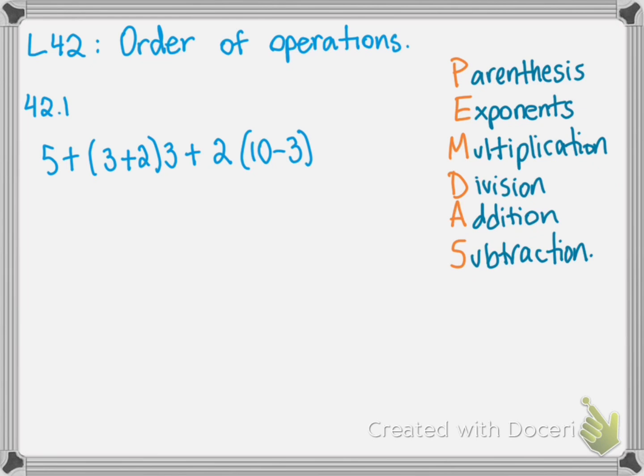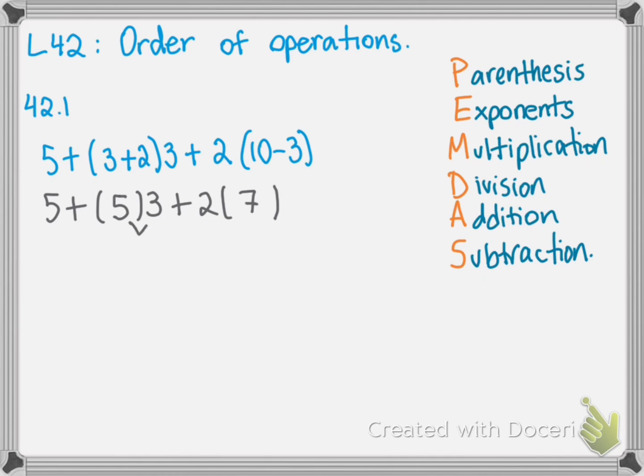So let's look at this example. Again, remember, the first thing we want to do is simplify the parentheses. So we're going to keep everything else the same. So the first parenthesis is 3 plus 2, which is 5. And the other one is 10 minus 3, which is 7. Once I simplify the parentheses, I look for exponents. This one doesn't have any exponents. So then we continue with multiplication and division.